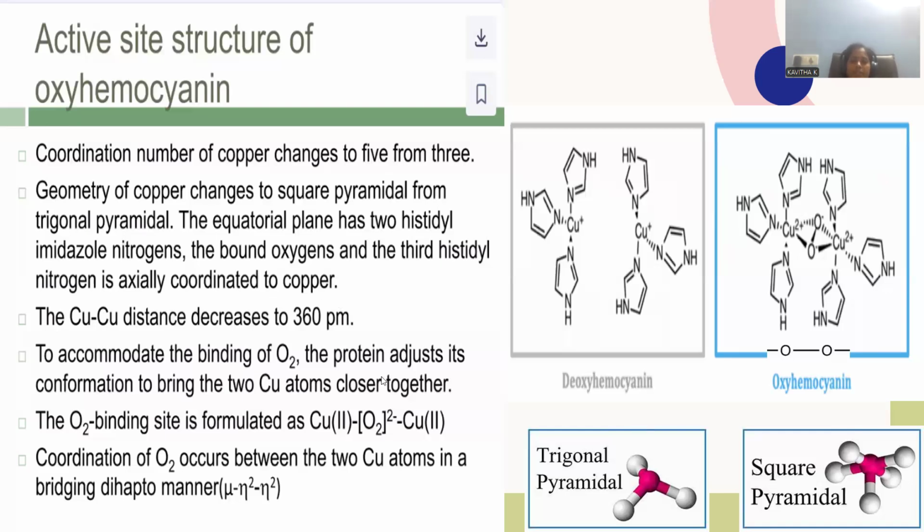To accommodate the binding oxygen, the protein edges its conformation, bringing the 2 copper atoms closer together. The monomeric copper complexes available in the deoxygenated form synchronize in such a manner and bind with oxygen, giving rise to a symmetrical molecule after dimerization, the oxyhemocyanin. The oxygen binding site is formulated as copper plus 2, oxygen minus 2, and copper plus 2 again. Coordination of the oxygen occurs between the 2 copper atoms, giving a dicopper compound. Being a bridge, it is represented with the mu symbol, mu indicating the bridging ligand.